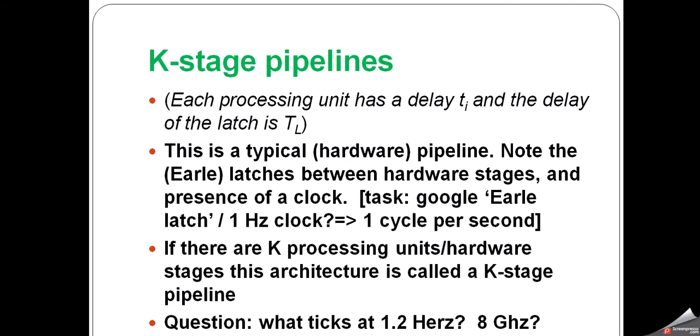Well, I'm going to try and justify that in a few moments. First of all, what we're looking at are K-stage pipelines that have K different processing elements. And I'm assuming that each processing unit has a delay of Ti seconds, so between i equals 0 to i equals K minus 1, they all have roughly the same delay. And I'm assuming that the delay of our particular latch is T latch time.